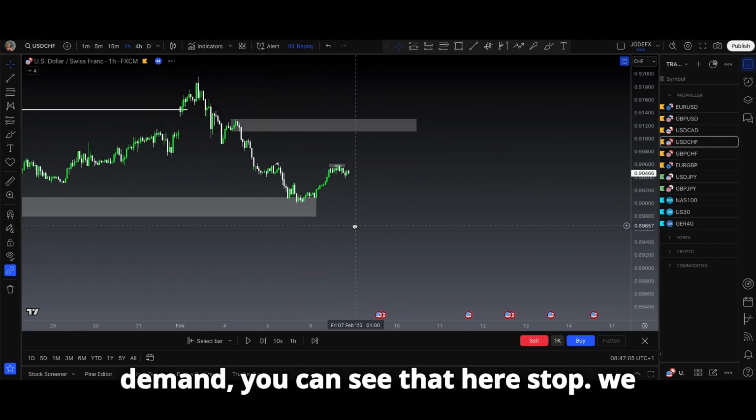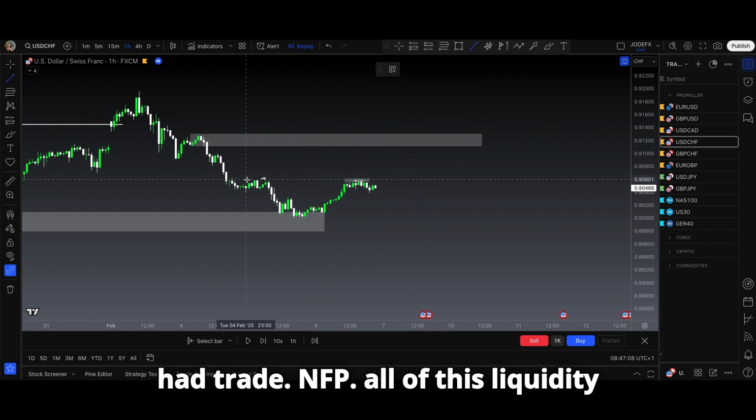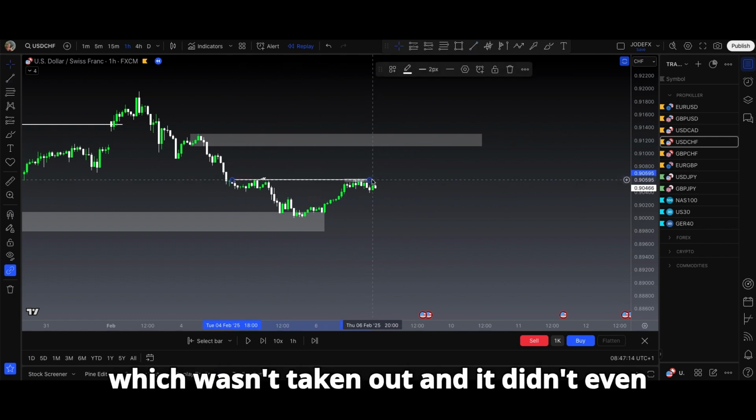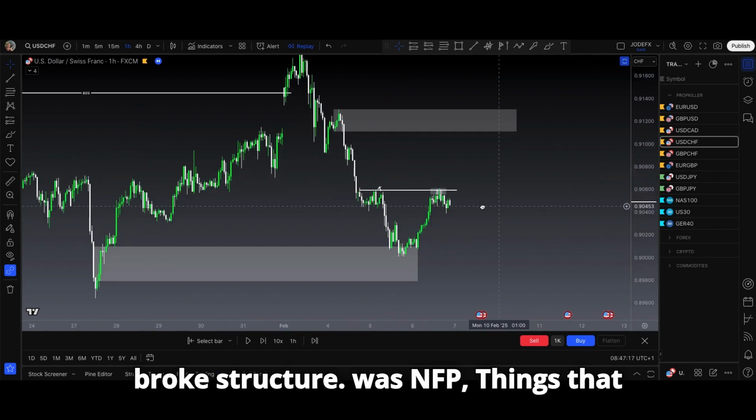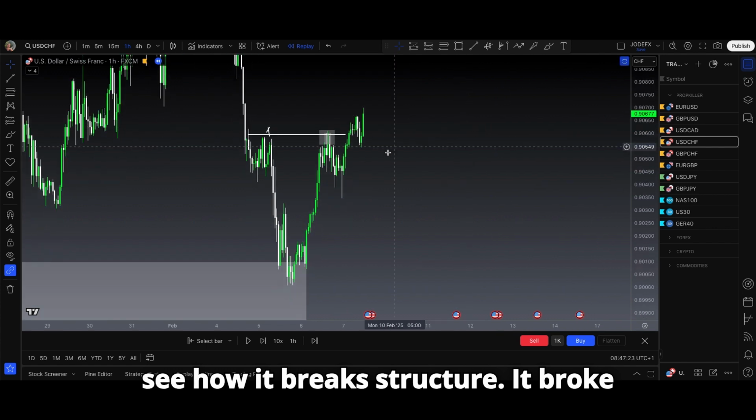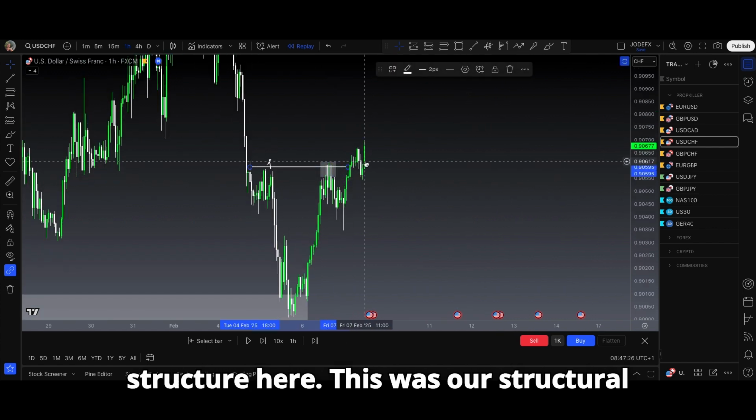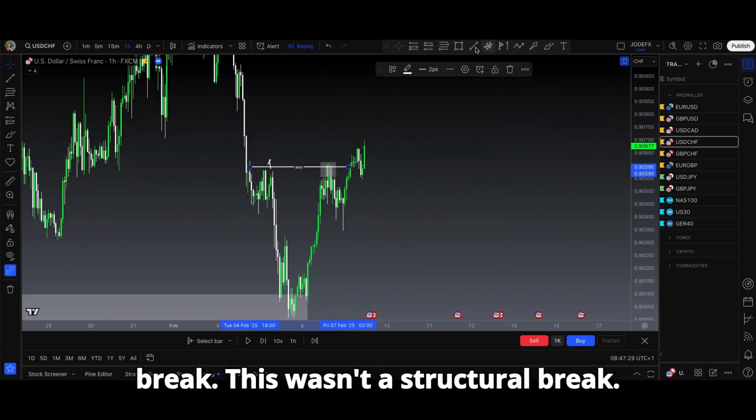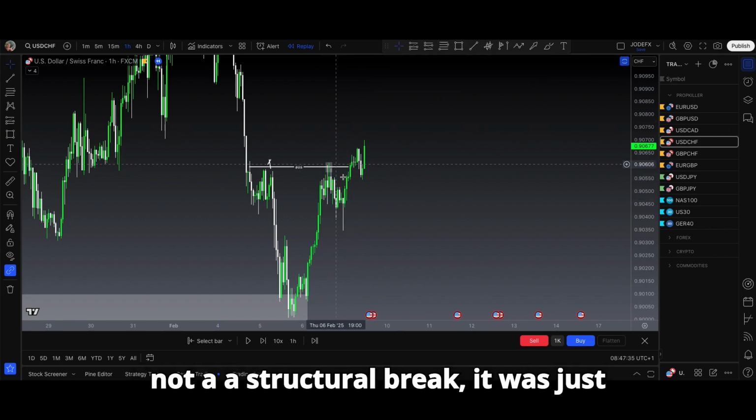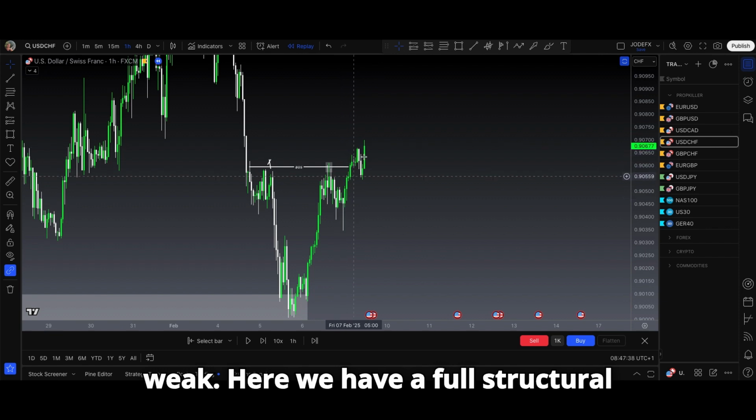Once it reacted from this demand, you can see that here we had all of this liquidity, which wasn't taken out, and it didn't even break structure. That happens later, okay? There we go. You can see how it broke structure here. This was our structural break. This wasn't a structural break, okay? This one evidently was not a structural break. It was just weak. Here we have a full structural break.